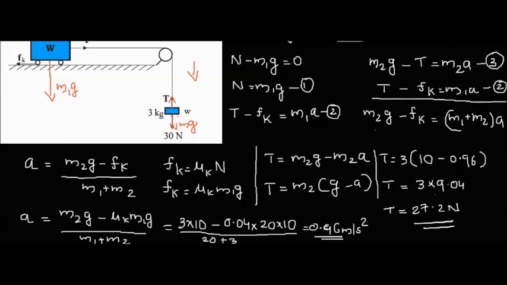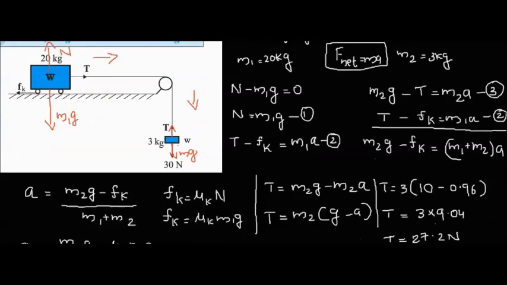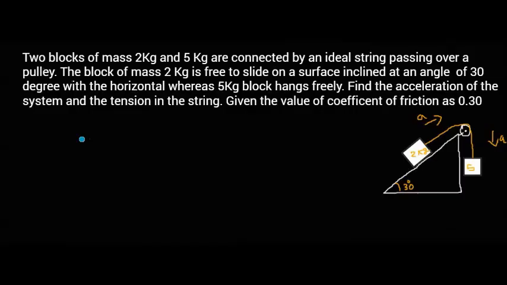While doing problems like this, you have to consider that the string is an inextensible massless string. If the question specifies that, it means the tension of the string is the same throughout, and also the acceleration of the system will be the same. In some questions, instead of specifying a massless inextensible string, they will simply specify that the string is ideal. If they specify the string is ideal, we can apply these conclusions there also. The tension will be the same and the acceleration will be the same throughout. Right. Now let's move on to the next question.